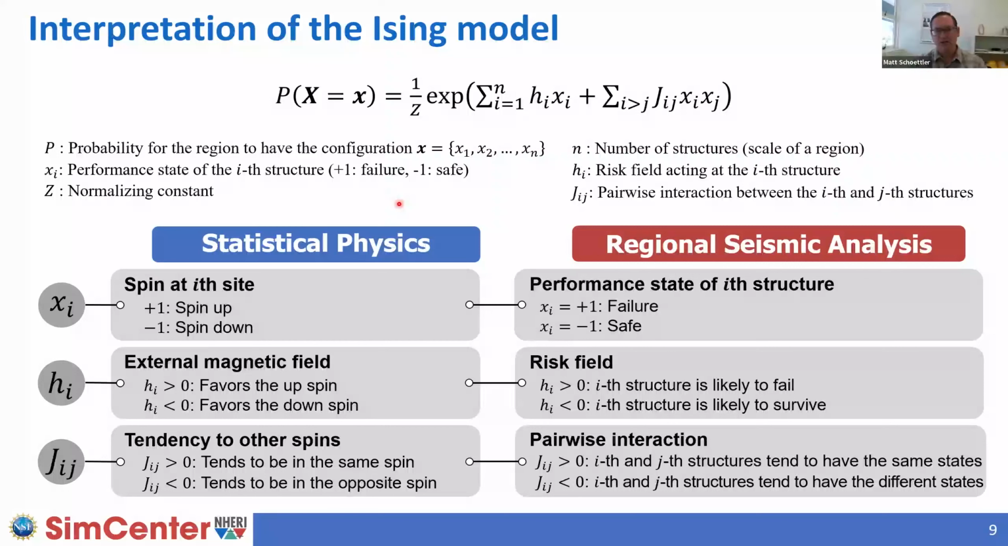If you want to consider correlated damage in a region, you could choose from some other classical probability models like a joint lognormal. What was your motivation or maybe the advantage of choosing the Ising model over a more traditional probability model? Yeah, that's a really good question.